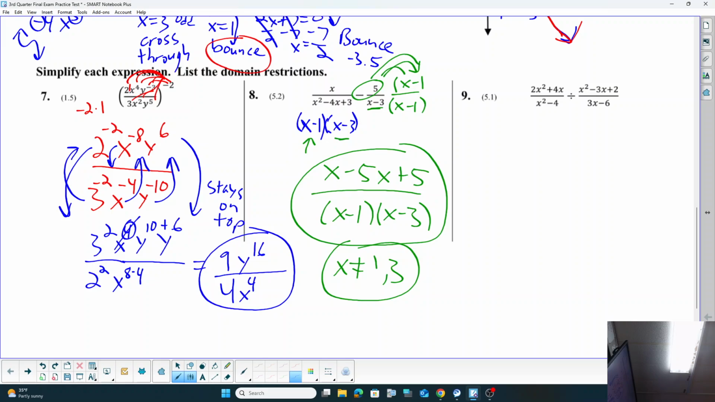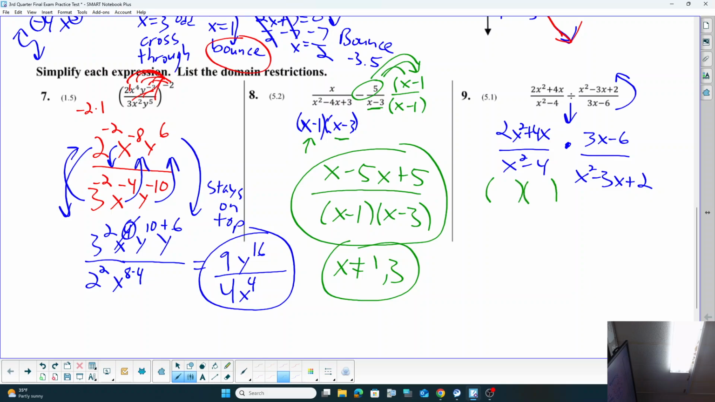So we were working hard on the quarterfinal practice test. Remember how to do division with rationals? Keep, change, flip. So we go 2x squared plus 4x over x squared minus 4. Change to multiplication, and then flip it. Keep, change, flip. Then you've got to factor and cancel stuff out, right?